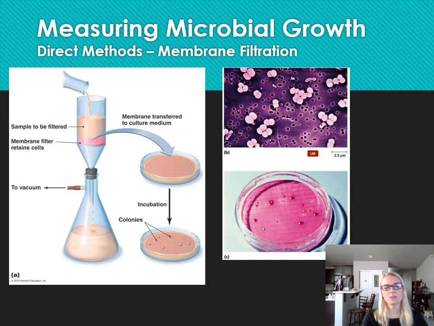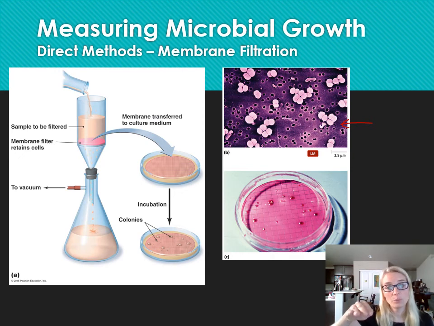Another method is where you take your sample and you filter it through a membrane that has holes so small that the bacteria cannot fit through, so they get stuck. This is the picture of a membrane. You can see all those little pores. So the liquid of your culture, of your sample, goes through, but the bacteria stay stuck.